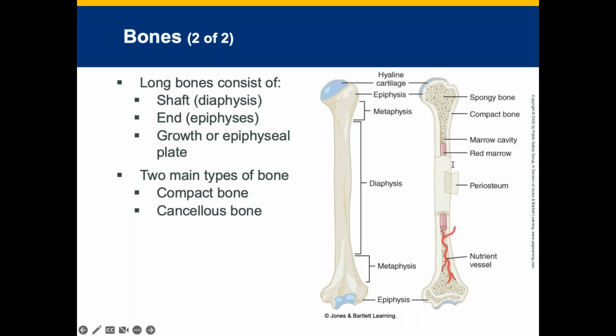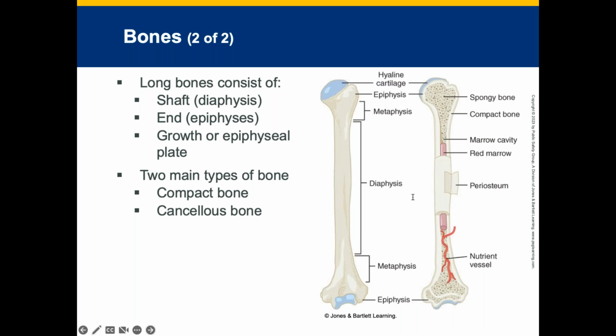All right, so bones consist of a shaft, ends, and growth or epiphyseal plate. Trying to read this. I can show you guys something here in a second too. Yeah, this is not a good picture to show. There should be one coming up here that I can show you guys.